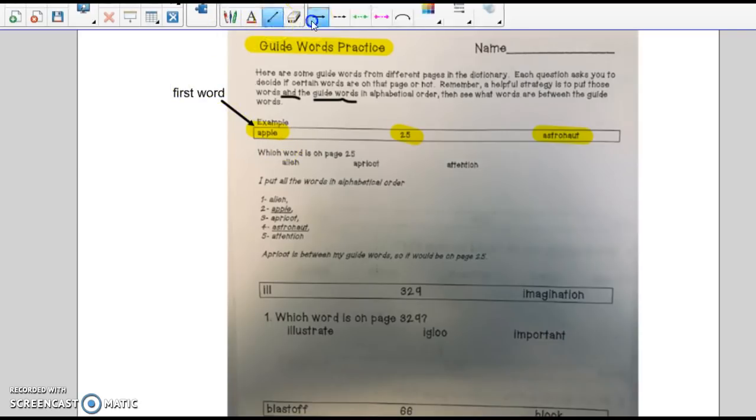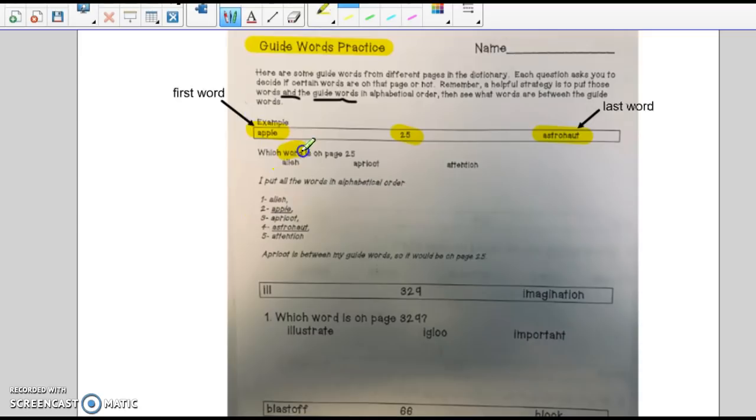Your second guide word, which is usually on the upper right-hand side, is going to be the last word on the page. And you already know when we talk about text structure that a dictionary is organized in alphabetical order, right? So this will be the first word, this will be the last word. Any other words that come between them in alphabetical order are going to be on that page.